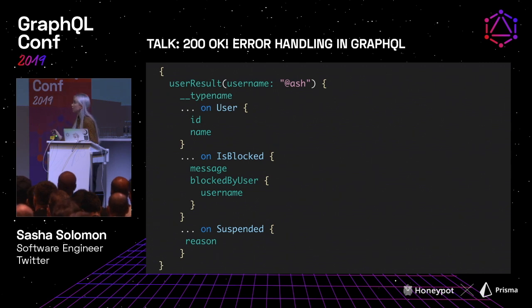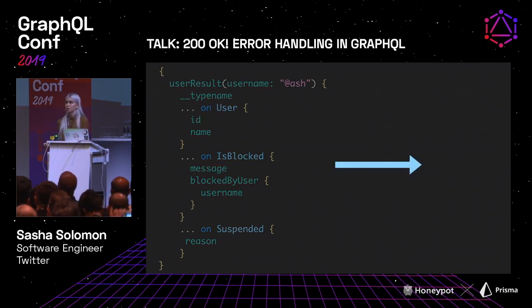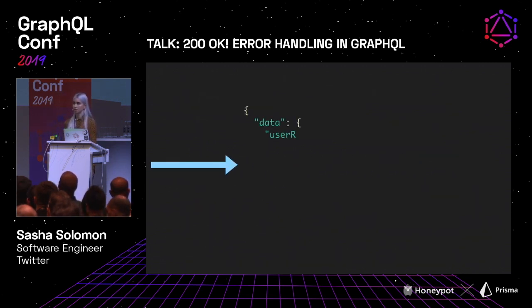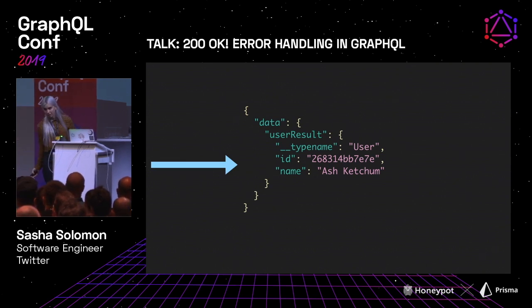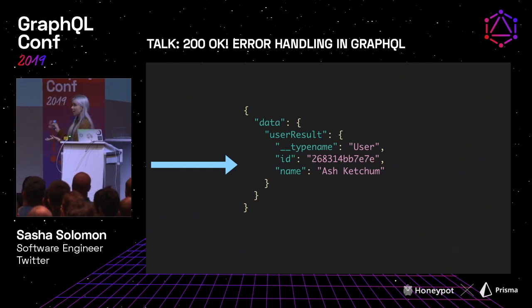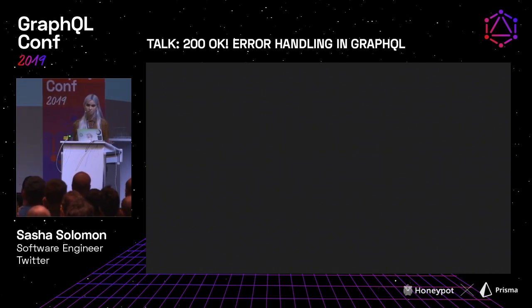And if you notice up at the top, we're also asking for type name. This is so we can actually know what the type of the thing is that we got back. This is GraphQL's way of doing that. Cool. So let's make this query. And this is the result we got back. We got a user, so we can see we have our user result, and it happens to be a user, and it has an ID and the name Ash Ketchum. So we got our user back. Cool. So okay, that's awesome.